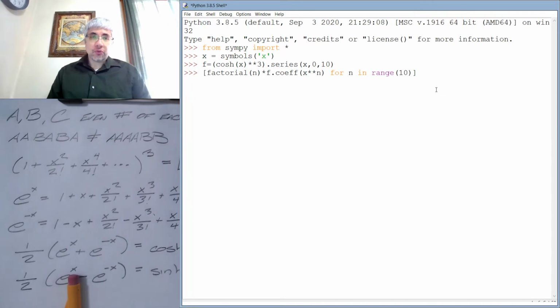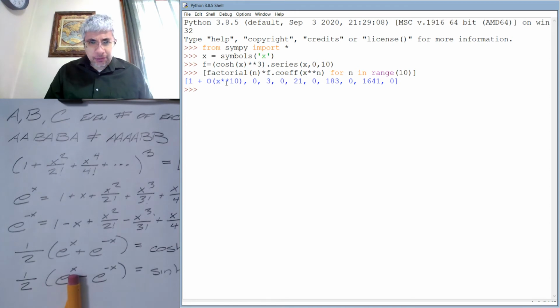Okay, so what did I do? Well, I just took my symbol to be x. Cosh is a very well-known function, so it's definitely part of SymPy. I'm going to take cosh cubed, and let's go out to the first 10 terms. If I needed more, I could go out as far as I liked. Now I'm going to multiply each of these by n factorial and see what I get. And I get this.